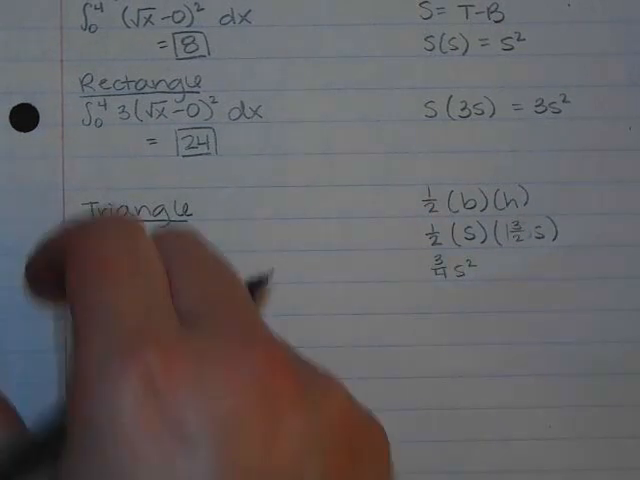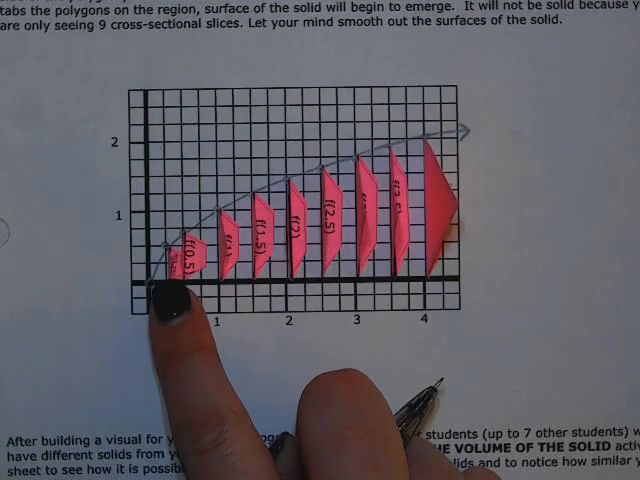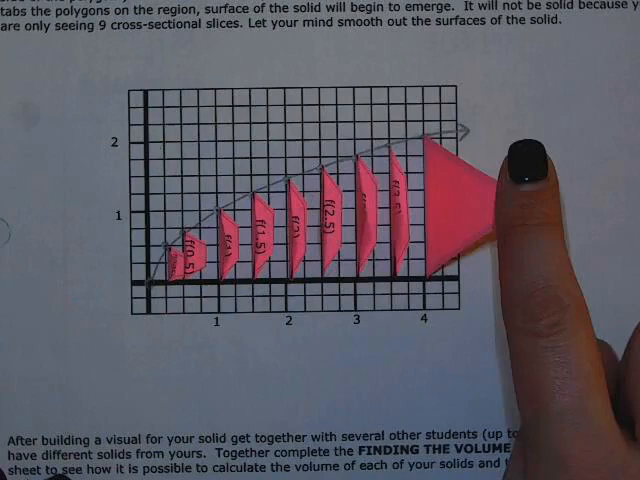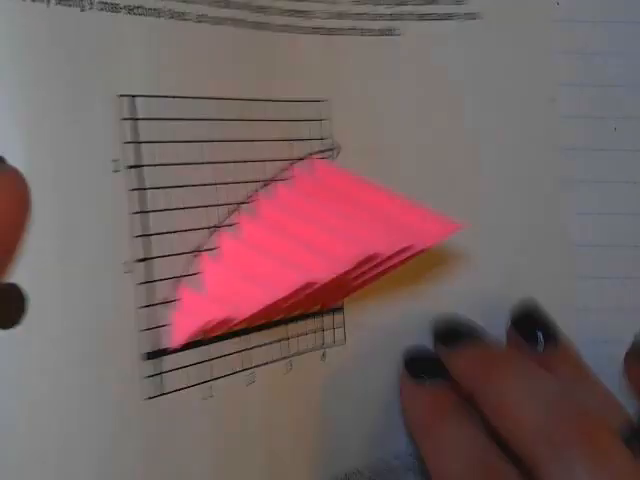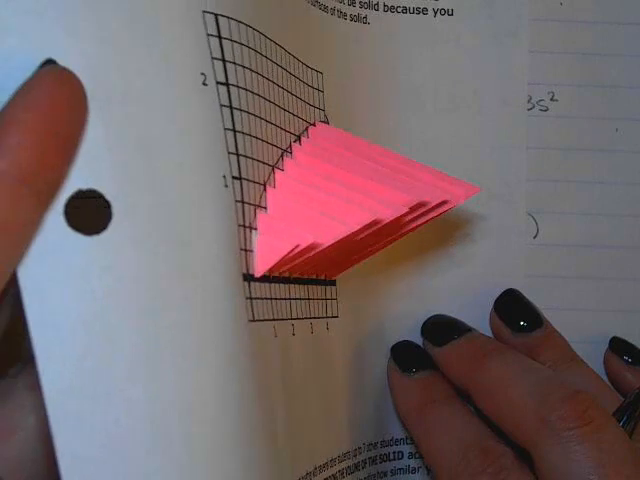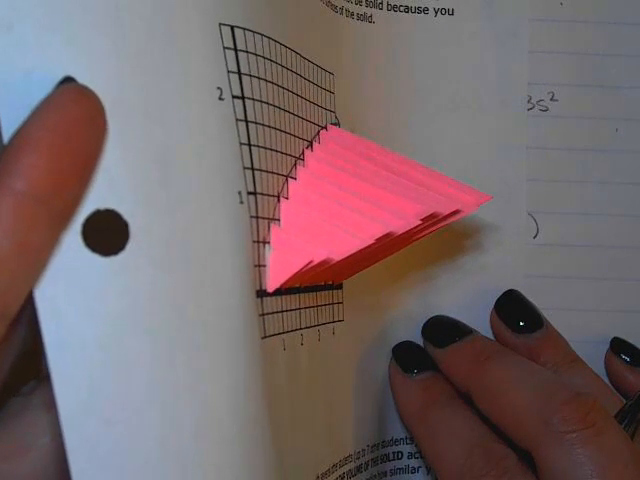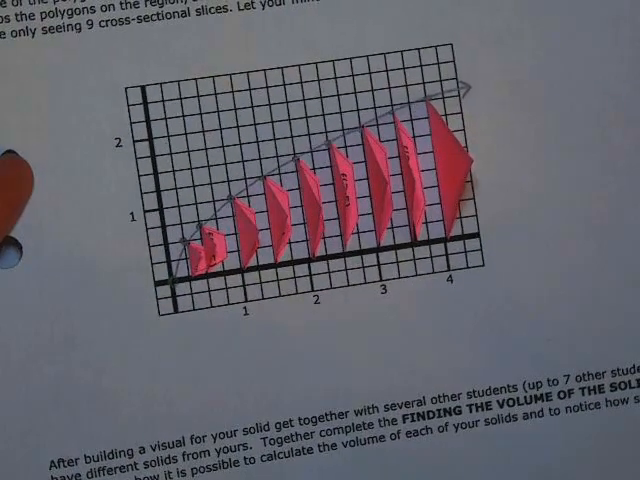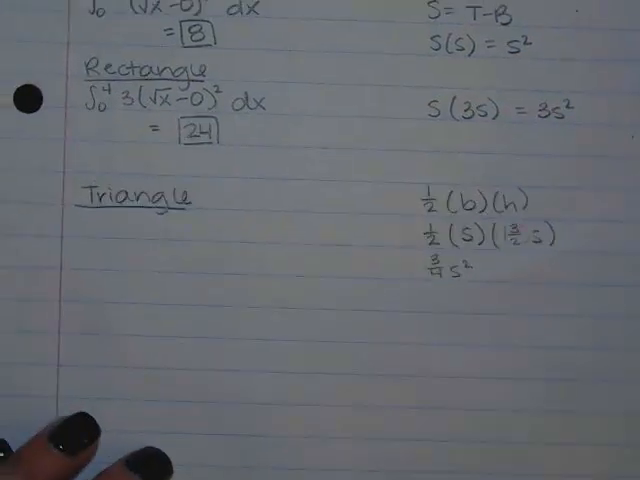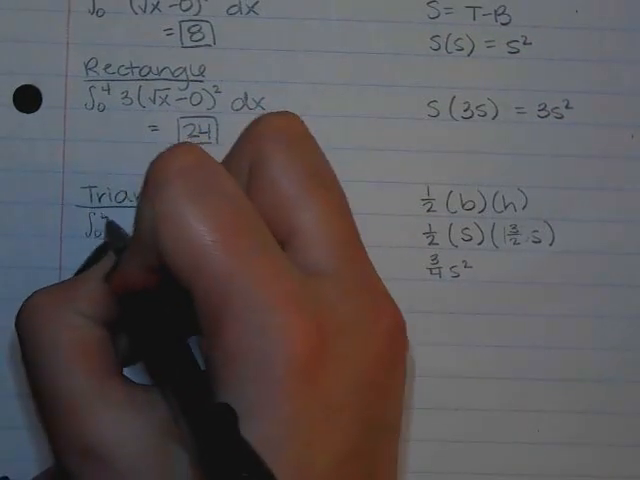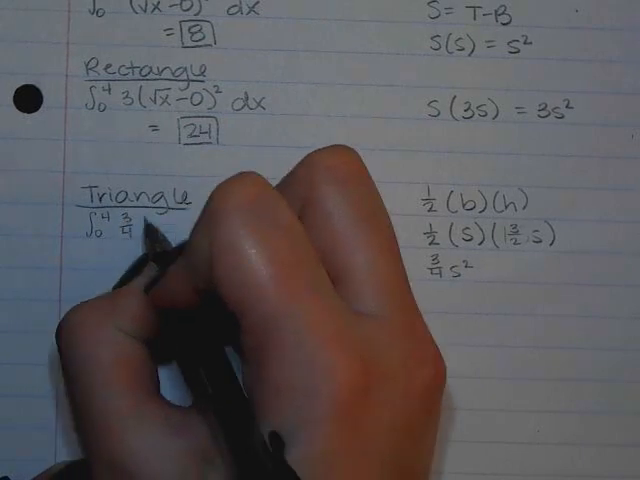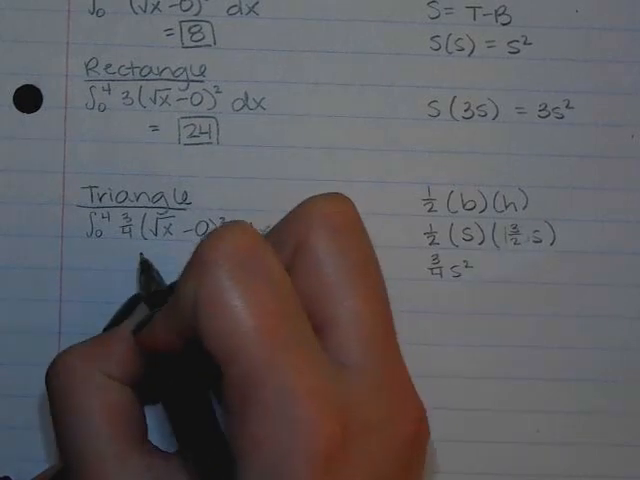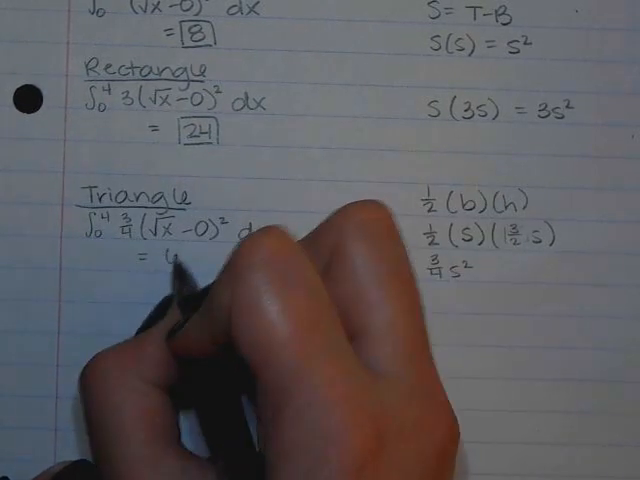So what I'm doing with this integration is I'm saying, okay, my slices are triangles. I'm going to figure out the area of one triangle. And then if I add all of those triangles up, I'm going to get my whole volume. And you can see right there, that's what your volume would look like. So we can have different shapes for the bases. And then when we multiply by the height, it's going to give us a different volume depending on how big that shape was. So we're going to say the integral from 0 to 4 of 3/4 times root x minus 0 squared. And so that's going to be 3/4 of 8, which is 6.